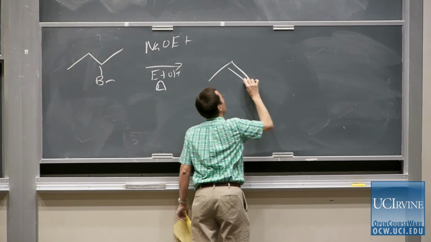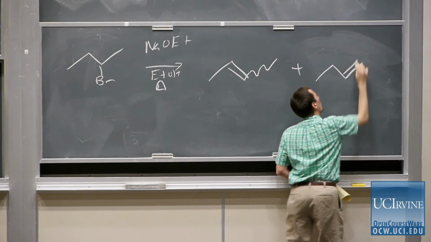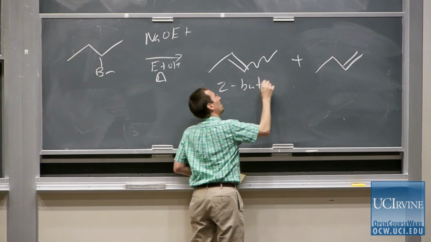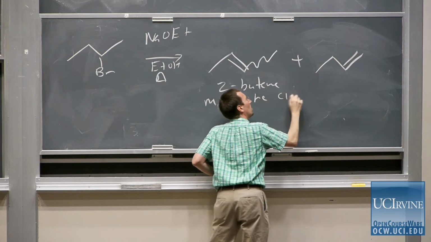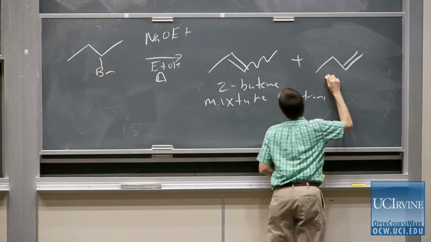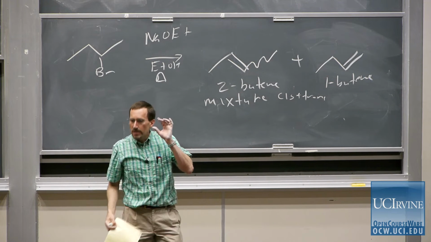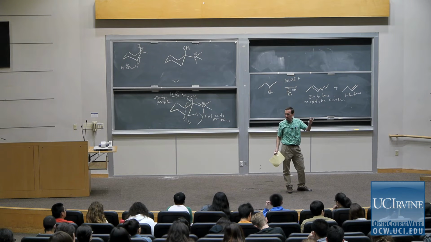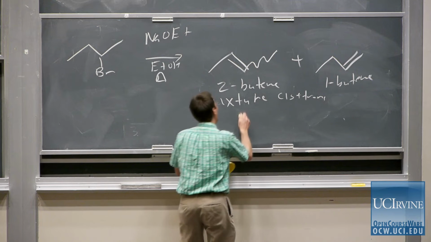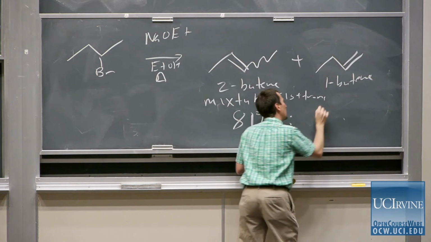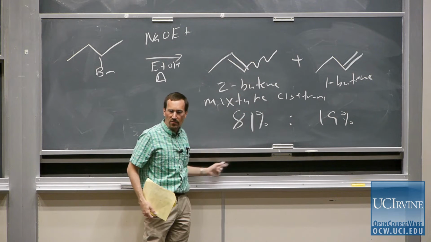And so you get the 2-butene and the 1-butene. So I'll write 2-butene, and I'll write parenthesis mixture of cis and trans. I'm not going to break down which amount you have of which. And then the 1-butene. So you get the more substituted alkene and the less substituted alkene. And in general, reactions like this favor the more substituted alkene. It's not 100% preference, but it's a good preference. In this particular example, we have an 81% to 19% ratio. In other words, it's 4 parts of 2-butene to 1 part of 1-butene.